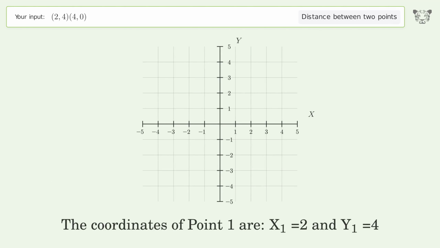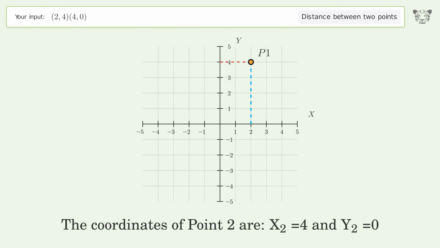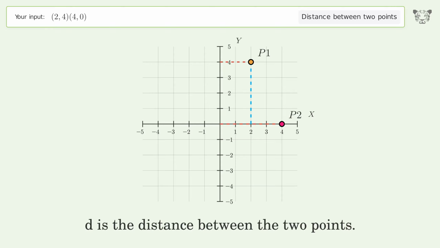The coordinates of point 1 are x1 equals 2 and y1 equals 4. The coordinates of point 2 are x2 equals 4 and y2 equals 0. D is the distance between the 2 points.